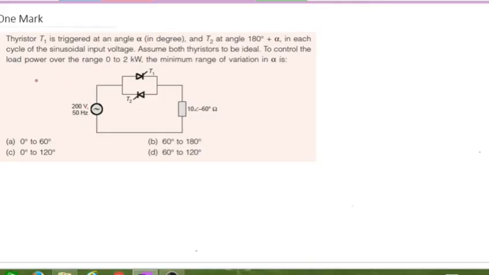Now let us see the next question. Actually this is from AC voltage regulators. In the GATE syllabus AC voltage regulators is not there, so this is out of syllabus. Anyway, we'll see the solution for this one.